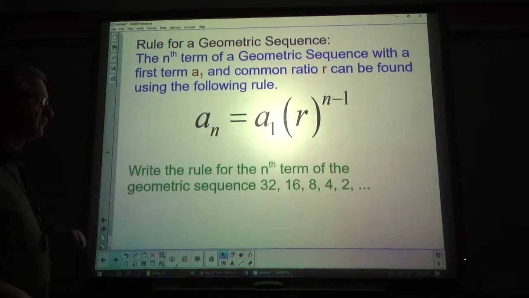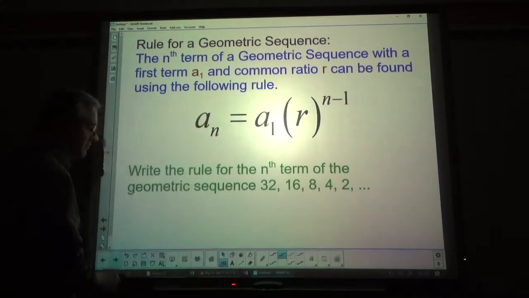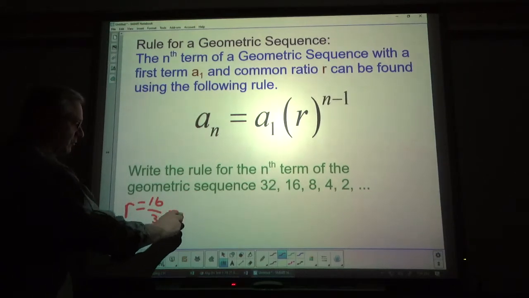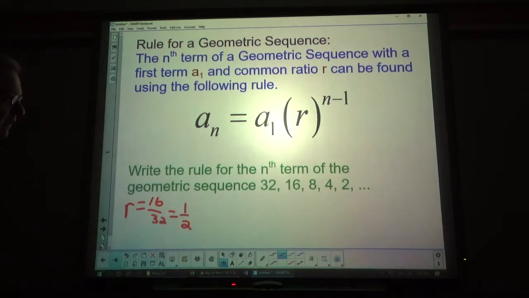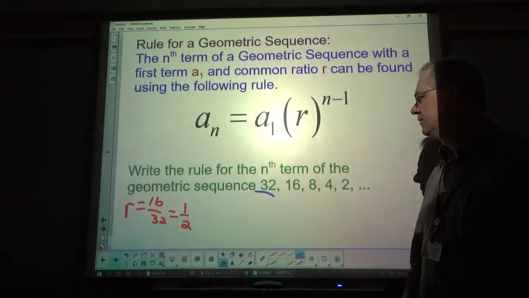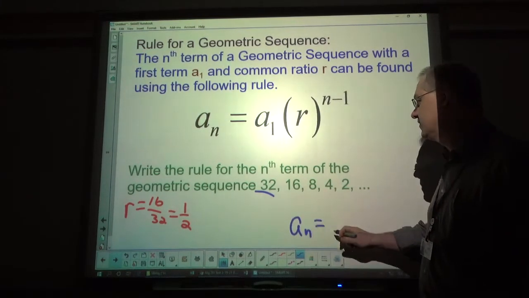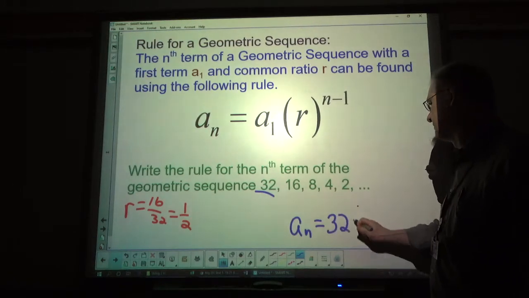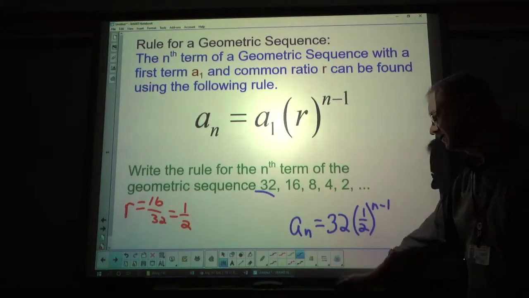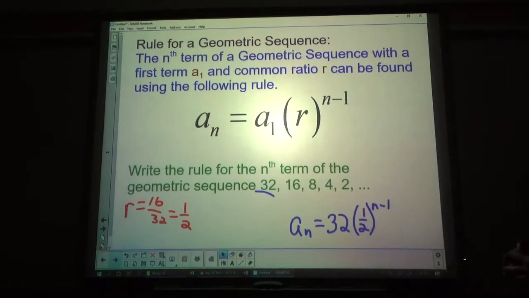So we are going to write a rule for the nth term of this sequence, the one we saw earlier. So first r, 16 over 32, or 1/2. Good. All right, now that we know what r is, we also know the first term here. So a sub n equals the first term times r to the n minus 1 power. All done. That is the extent of how you do these. There's no simplification needed. You are done.